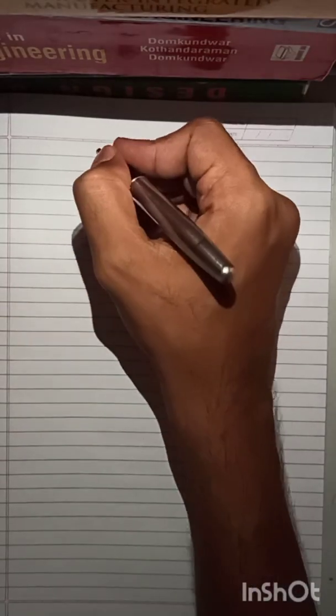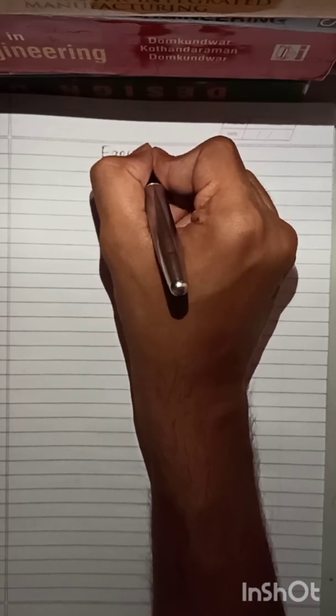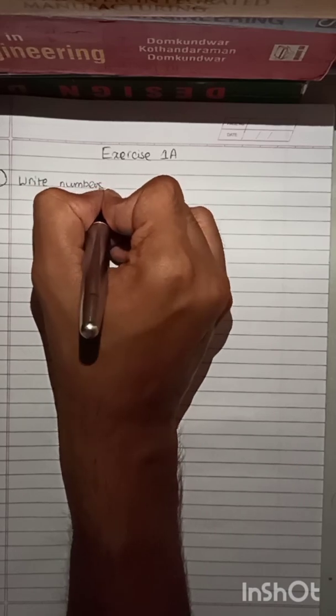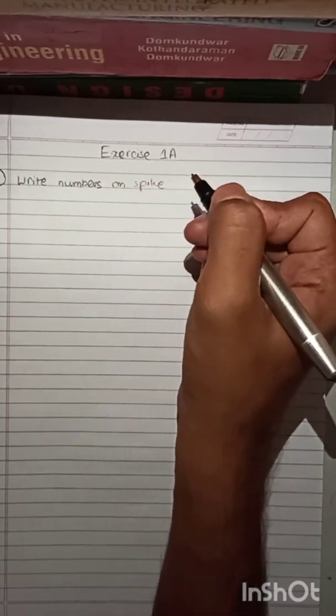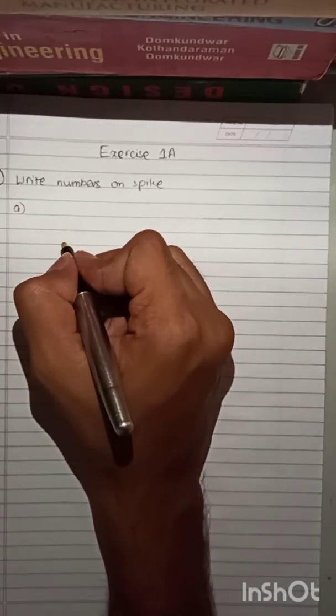Alright guys, now I'm going to start exercise 1A. Now here, first question is about writing numbers on spikes. Here, two examples are given. Okay.